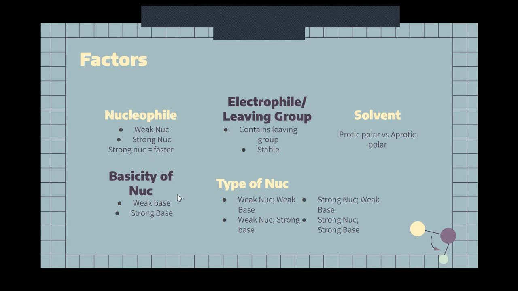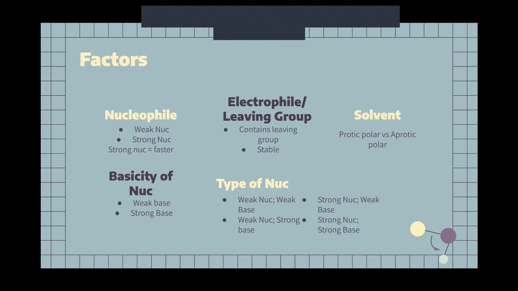So let me just go over that again real quick. Weak base, stable by itself, doesn't need an H. Strong base needs an H, right? And there's going to be a way to determine that later on. So types of nucleophile, you have weak nucleophile, weak base, and strong nucleophile, strong base.